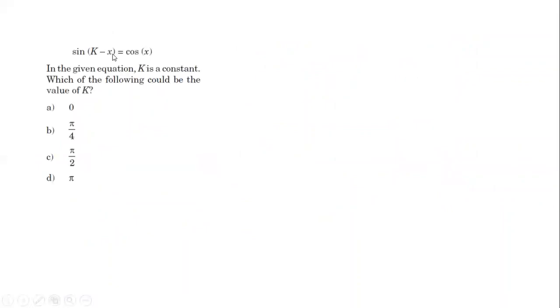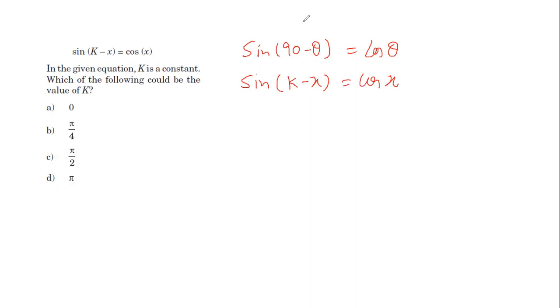Now moving forward, if you see this question, that's a pretty straightforward question. As I already told you, sine 90 minus theta is equal to cos theta. They are asking in this given equation, k is a constant, which of the following could be the value of k? If I compare the expression I have written above, sine k minus x is equal to cos x, that directly tells me that the value of k is 90 degrees. So from here, I got k as 90 degrees.